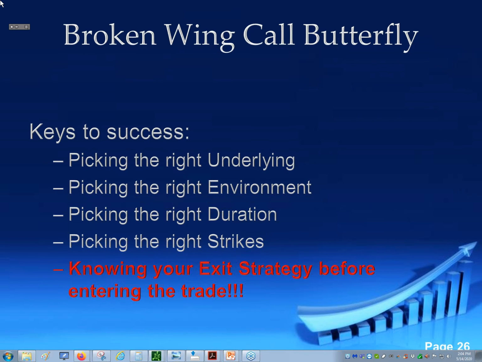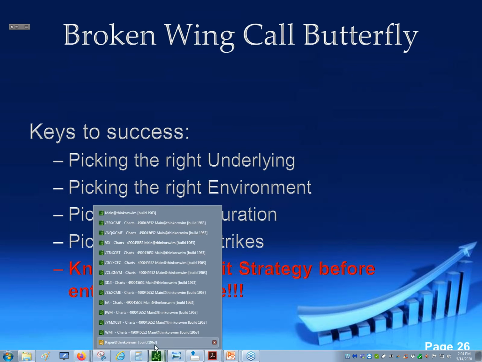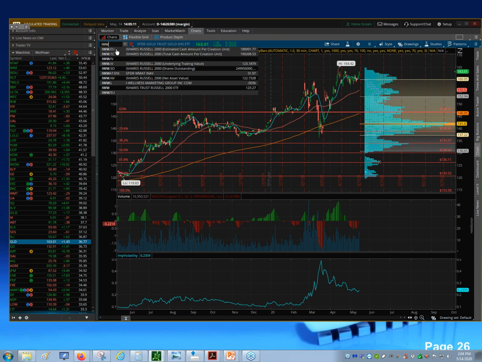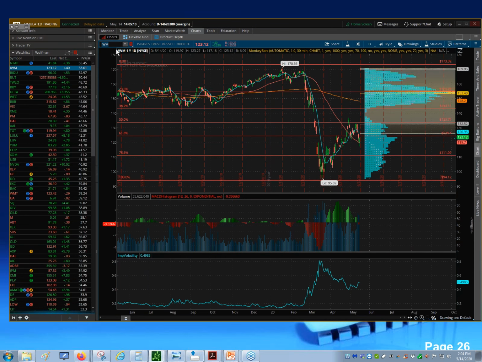Know your exit strategy. We talked about that: 50% of max profit is what we're looking at. So let's go back to that. I want to do IWM. I don't have a whole lot of exposure to IWM. IWM is the ETF for the Russell 2000, so there are a lot of stocks in there. Think about this: with 2,000 stocks in it, there's going to be a tendency, and the Russell usually does this pretty well, for a slow trickle up. You can see it didn't usually gain that much.